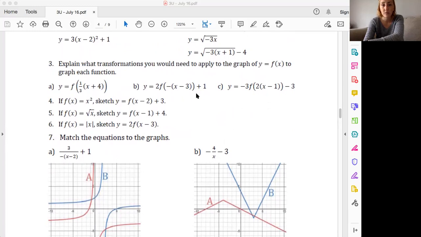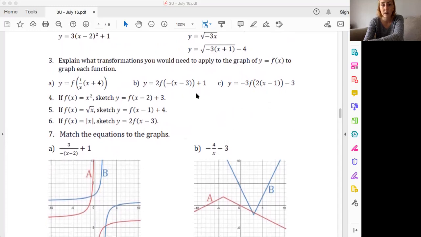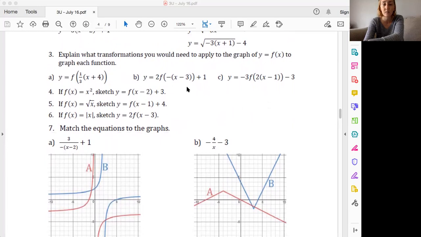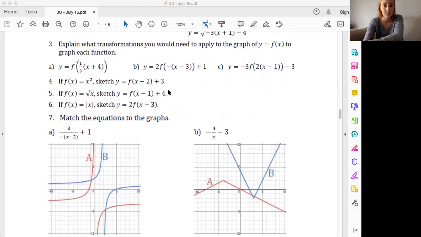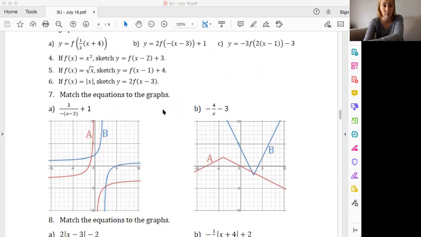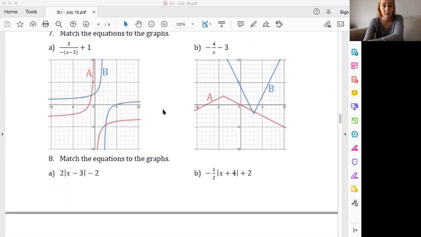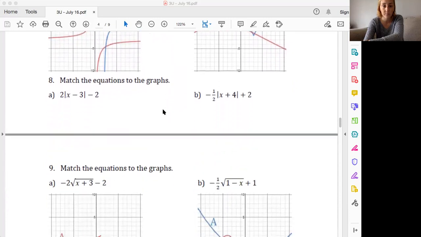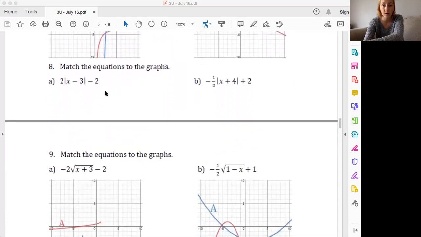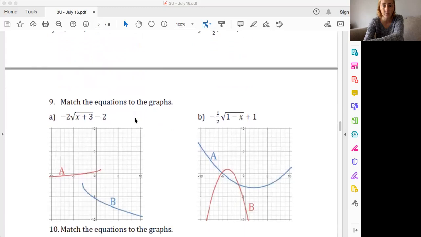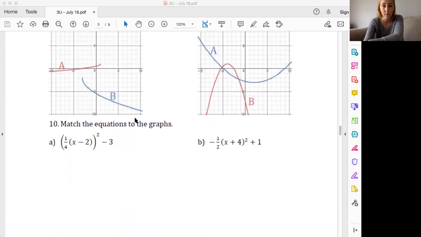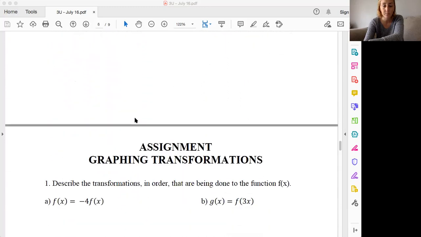Explain what transformations you need to apply to the graph for each function. So the same thing, does it stretch, compress, move to the right, move to the left, up, down, etc. We're going to sketch these out. So this is the original one, and then what it would look like. Okay, and so on. So the same thing. Don't worry about number 8. You guys didn't learn the graph for that one. And that's it.